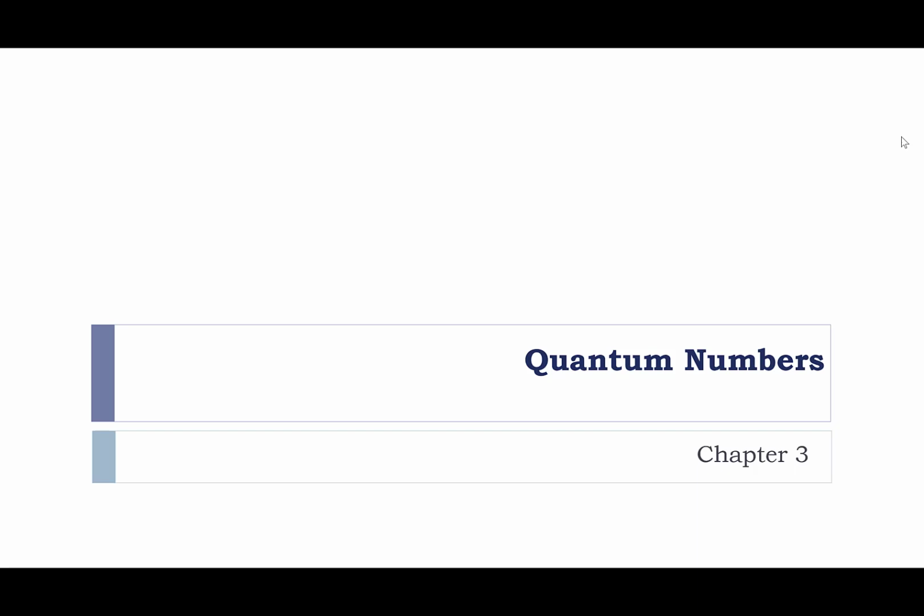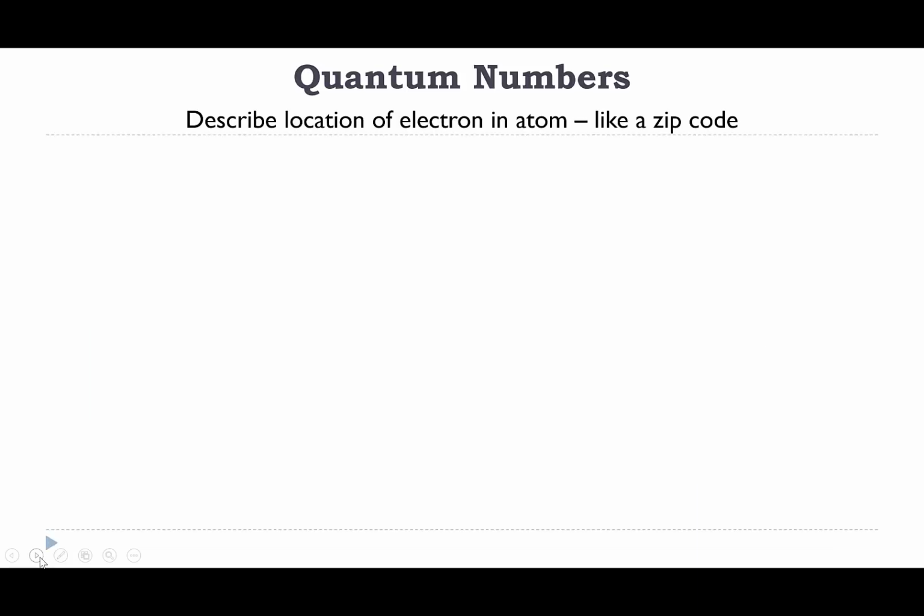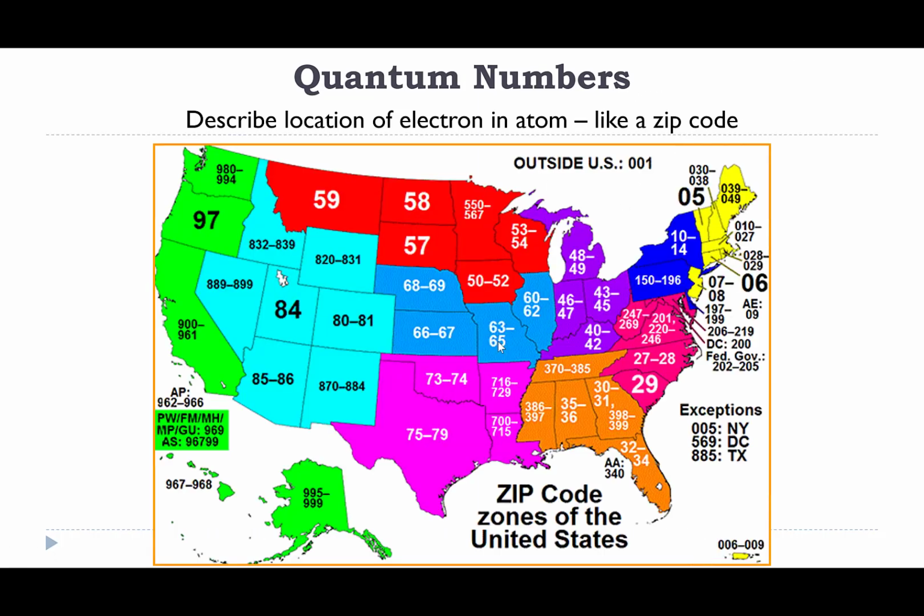Today we're going to talk about something called quantum numbers. Quantum numbers are going to help us to locate or identify where an electron is residing around a nucleus. We can think of quantum numbers as being an address or a zip code to finding that electron. So let's run with that analogy. Quantum numbers describe the location of an electron, and it's very much like a zip code.